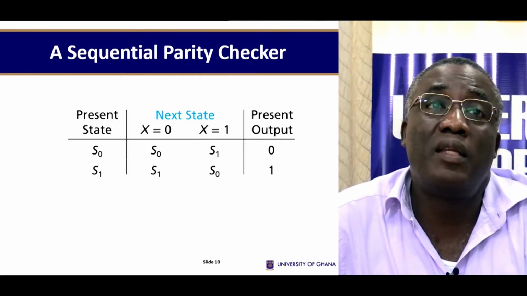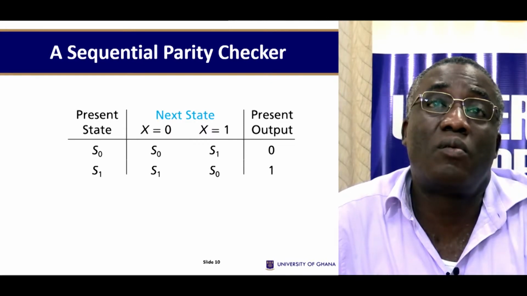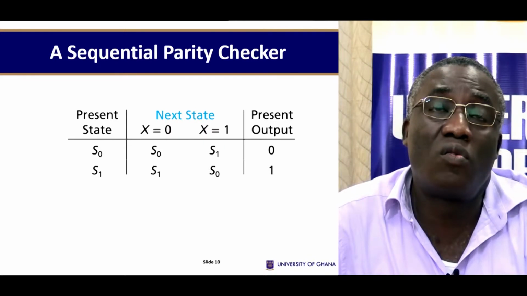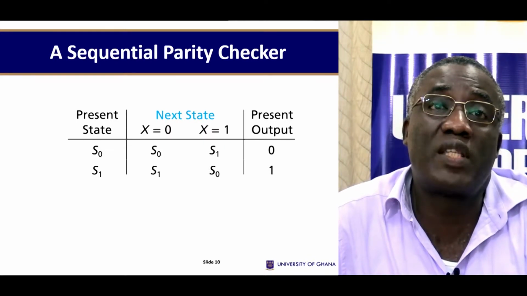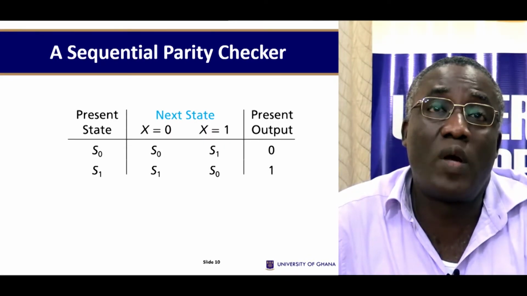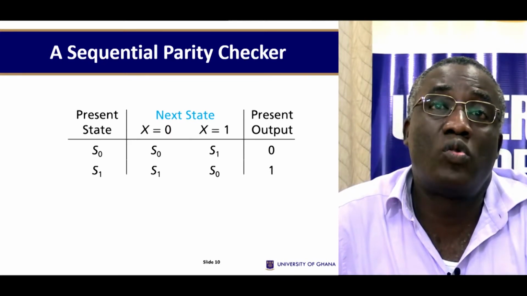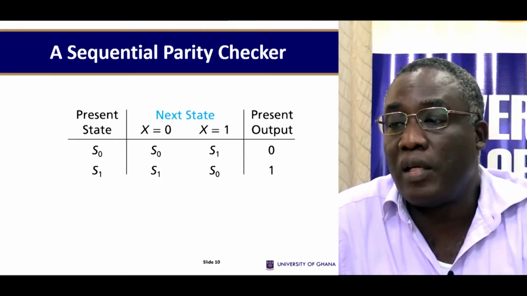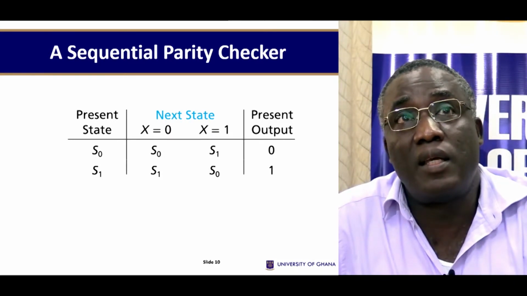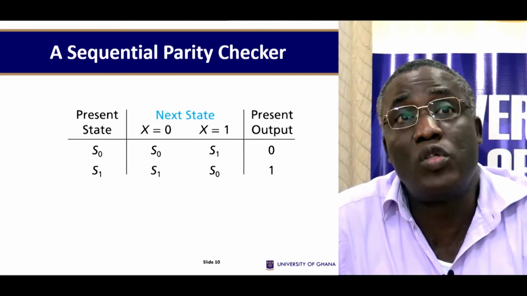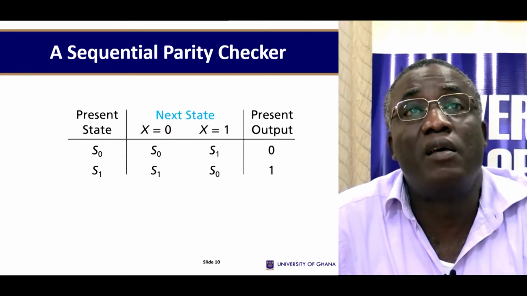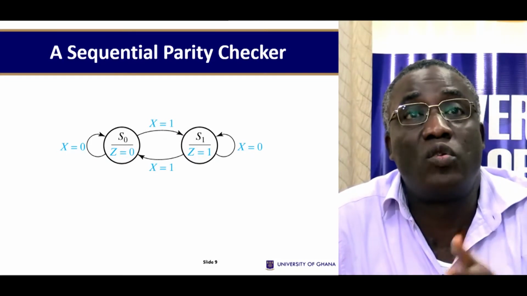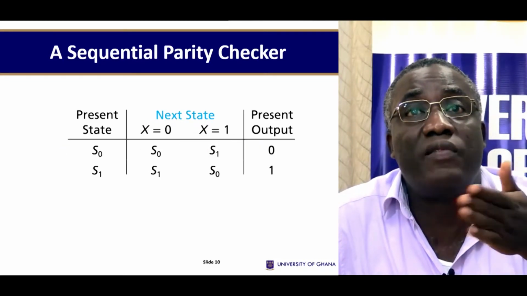And then in this state, if you get an input X equal to 0, you move to state 1, you remain in that state 1. If the input X equals 1, then you move to state 0 again. So this is the state table, which you can derive quite easily from the state graph. From this state graph, you derive the state table.